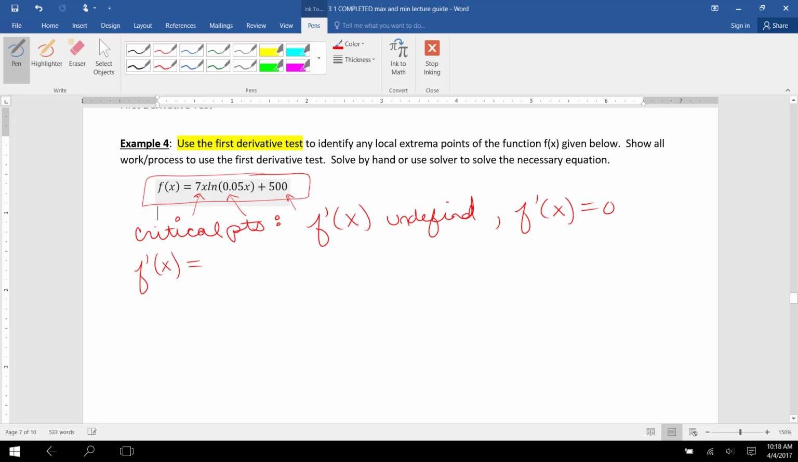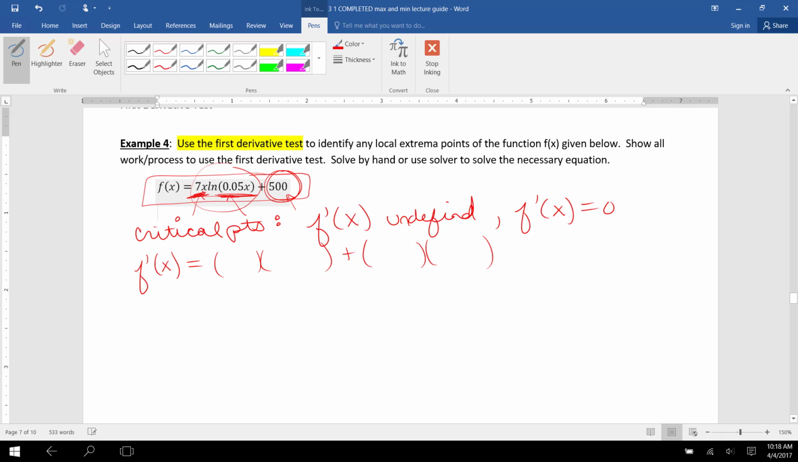Note, f of x, the first term, is a product. One function 7x times another function ln of 0.05x. So to find the derivative of this first term, we need to use the product rule. We're going to do f prime g plus f g prime. This is just to find the derivative of the first term. Then we need to add on the derivative of the second term, but the derivative of 500 is just 0. So I don't really need to worry about that. I only need to find the derivative of this first term.